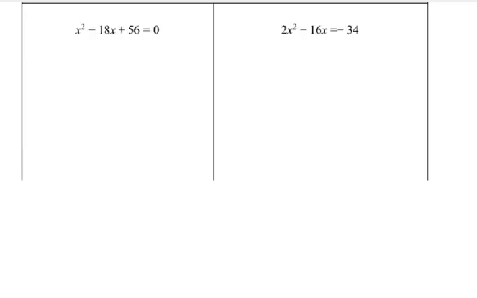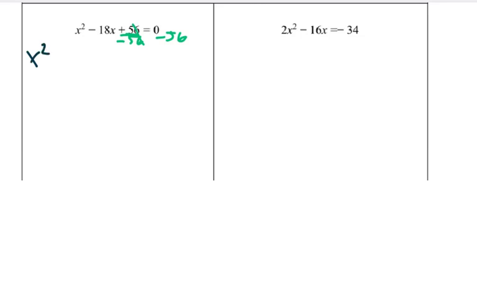So let's look at the first equation: x squared minus 18x plus 56 is equal to 0. Step number 1 is to move the constant term, the c term, away from the left side. So I am going to subtract 56 from both sides.